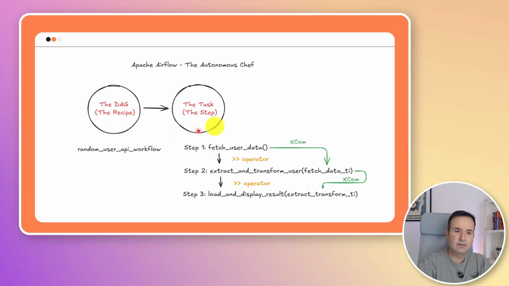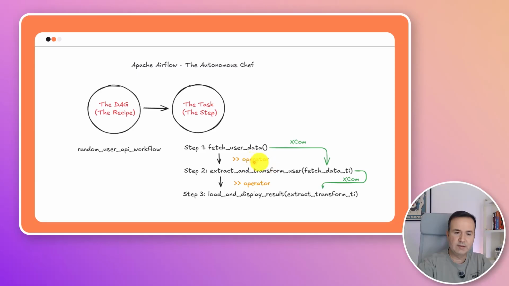A task is a single step in the entire recipe, such as fetch user data, extract and transform user, load and display result. Every task is a single independent unit of work. Okay, now we understand the concepts. But how does Apache Airflow chain the tasks together and share the ingredients? The magic lies in two places, the bitwise operator and XCom, cross communication.